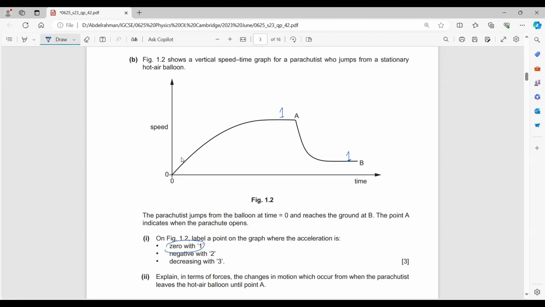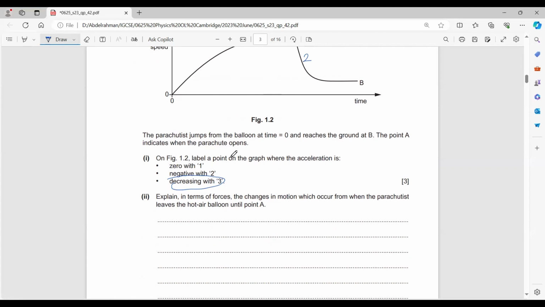Which part is a negative acceleration? Where's the part with the negative acceleration? Here is negative acceleration, meaning the speed is decreasing. What about decreasing acceleration? It's the curve. So decreasing acceleration, this is the curve. Okay. Good.